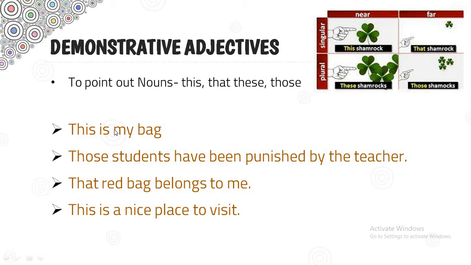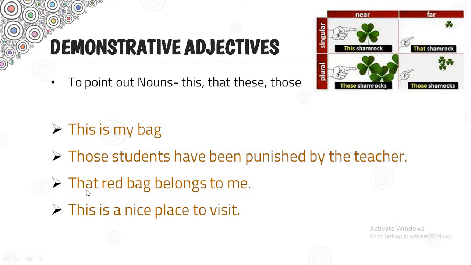Let us go for the examples. This is my bag. So whose bag is this? This is my bag. Those students have been punished by the teacher. Who have been punished by the teacher? Those students. So you ask yourself who is being punished, and you are going to get an answer this way.